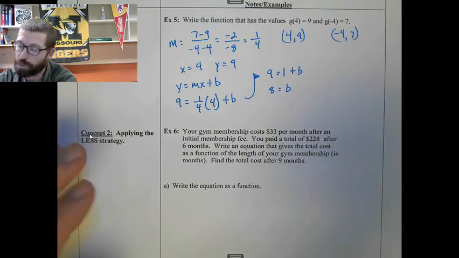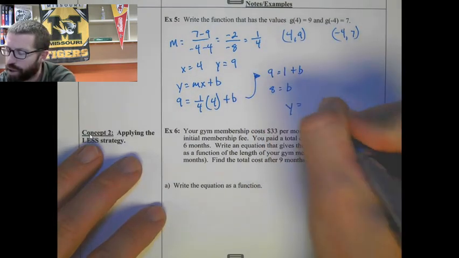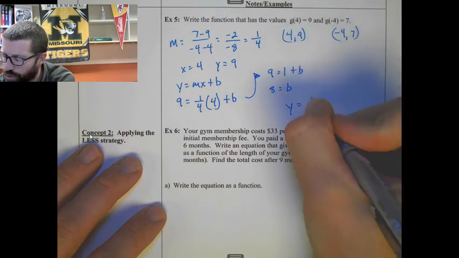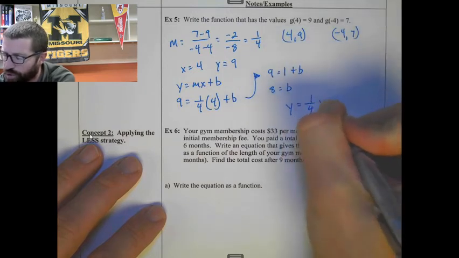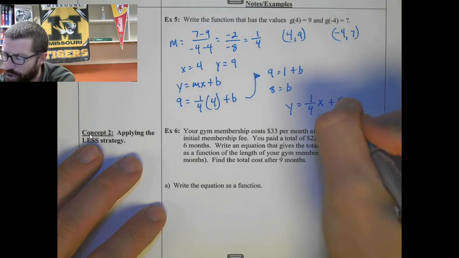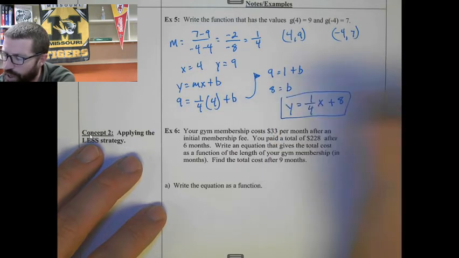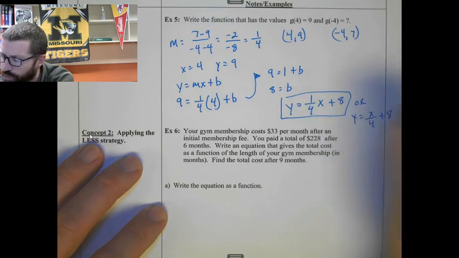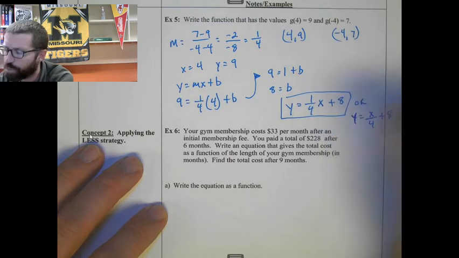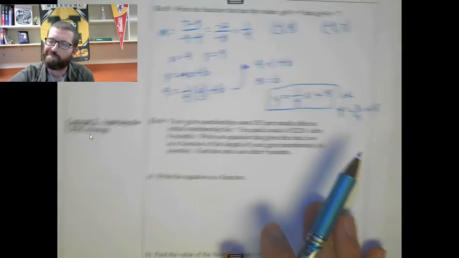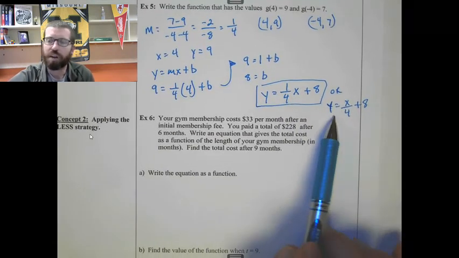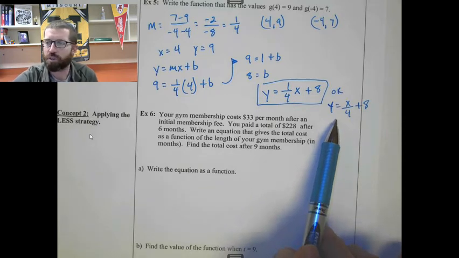Now your equation, remember, y is y. M is, what do we say m was? 1/4. X is x, and then b is 8. You will also see this written as y equals x over 4 plus 8. So that's worth mentioning. Both of these are right. This is more like if you're going to see it typed out, you probably see it that way, like in a textbook or something.